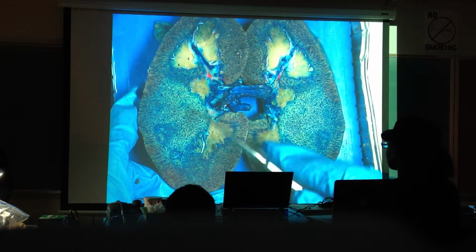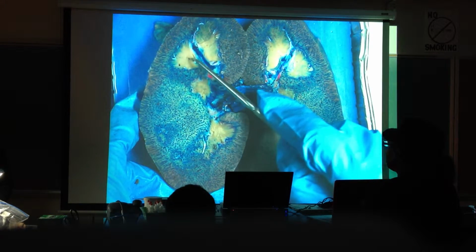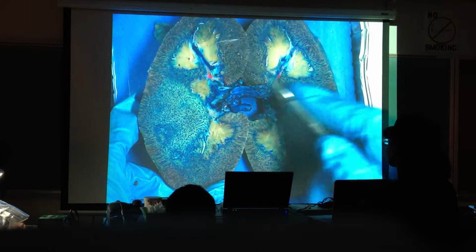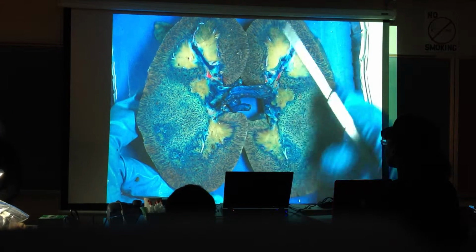Yellow part is what again? This is renal pyramids. Pyramids. Yeah, they actually are kind of a pyramid in shape. It's hard to tell when you're looking at a 2D version. That's where the urine gets concentrated.